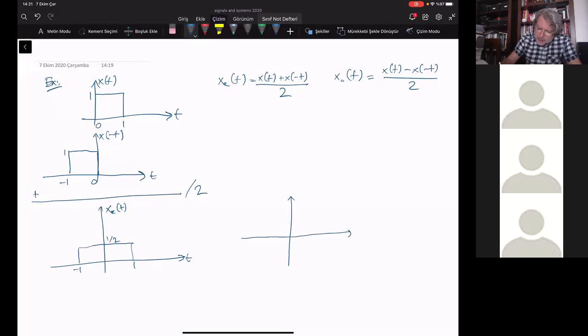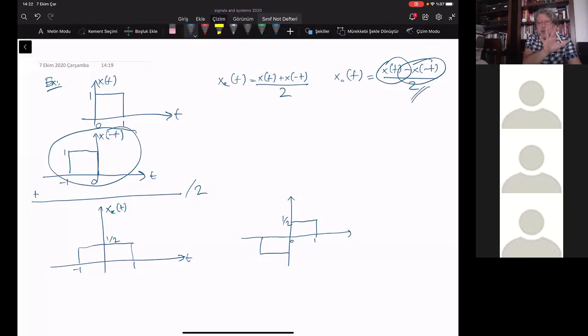And the odd signal is x of t minus x of minus t. So we have to subtract the second one. Subtracting means making it negative and then adding, and over 2, of course. So it will be 1 over 2 at the first half, from 0 to 1, and it is the negative of the flipped around version of itself, from minus 1 to 0, with a value minus 1 over 2 on the t-axis. So this is x odd of t.